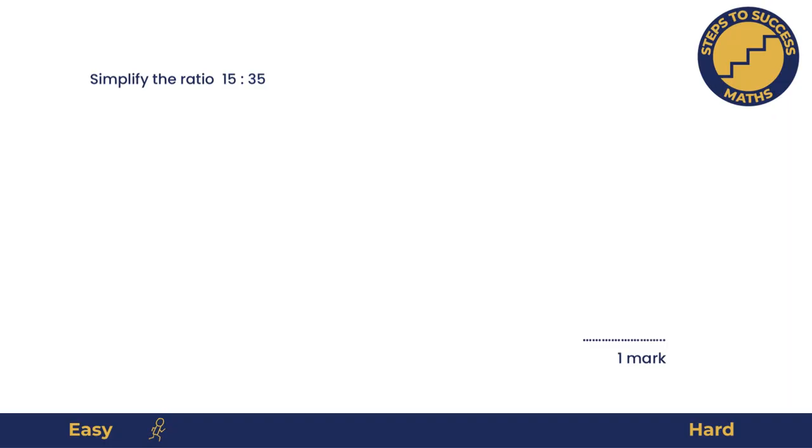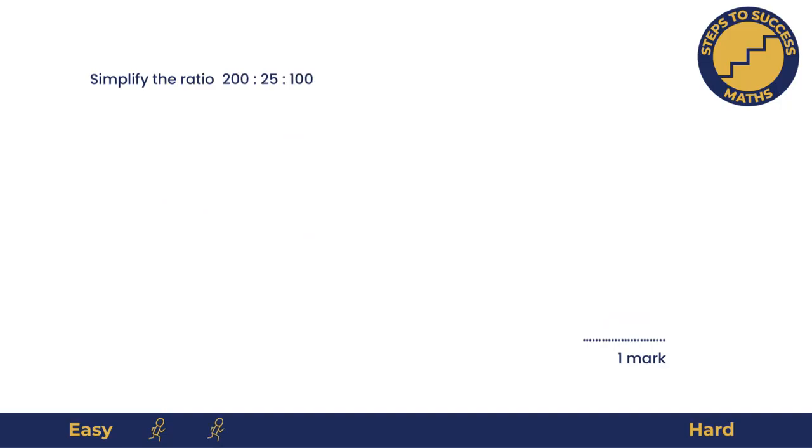Simplify the ratio 15 to 35. So to simplify a ratio, we need to look for a common number, the biggest one you can think of, that goes into both 15 and 35. Well, I can spot that that's going to be 5. So I'm going to divide both sides of my ratio by 5. 15 divided by 5 is 3, and 35 divided by 5 is 7. So my ratio is 3 to 7. And then nothing divides into those, so I know I've got the simplest one.